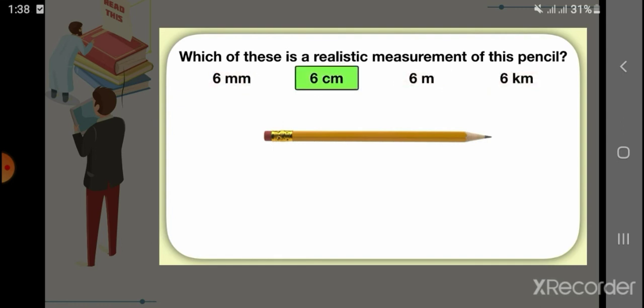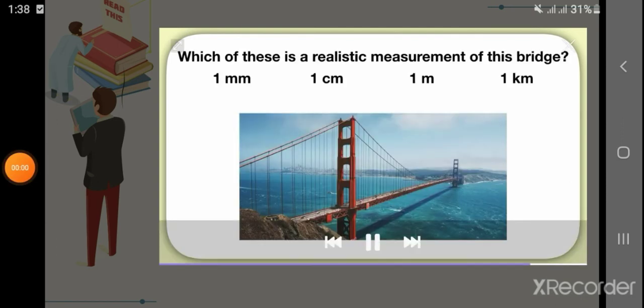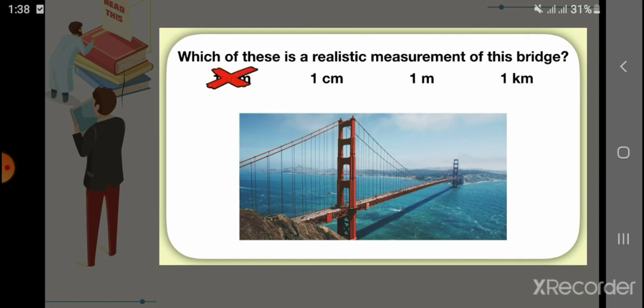Now let's do some more practice. Which of these is a realistic measurement of this bridge? Well, a bridge is definitely bigger than 1 millimeter, definitely bigger than 1 centimeter and definitely bigger than 1 meter. The only realistic length of a bridge is 1 kilometer.